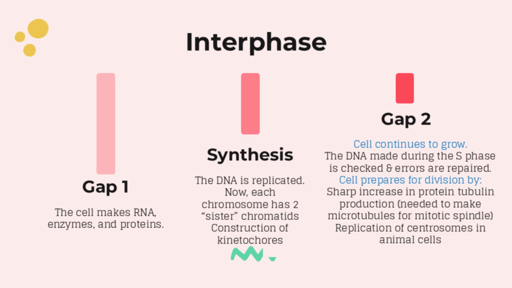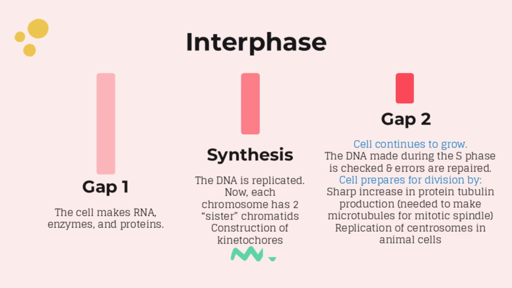Interphase. In gap 1, the cell makes RNA, enzymes, and proteins. In the synthesis phase, the DNA is replicated. Two sister chromatids make up one chromosome, and the construction of kinetochores takes place.